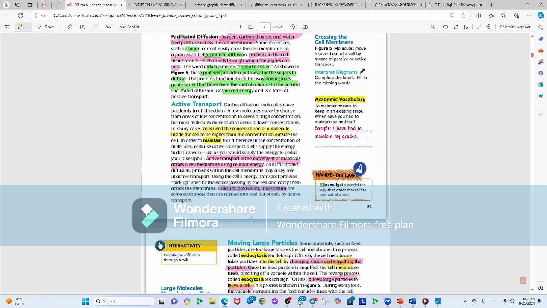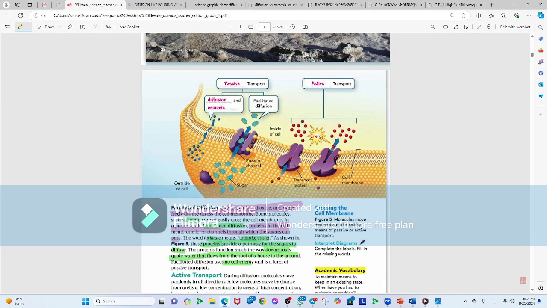So let's make a summary using this picture. We have passive transport, which is diffusion and osmosis, where oxygen, carbon dioxide, and water move freely. And also we have facilitated diffusion for sugar, where the protein makes a channel or pathway for it to enter the cell. Then the other one is active transport, when we need energy for the substances to move in and out of the cell.